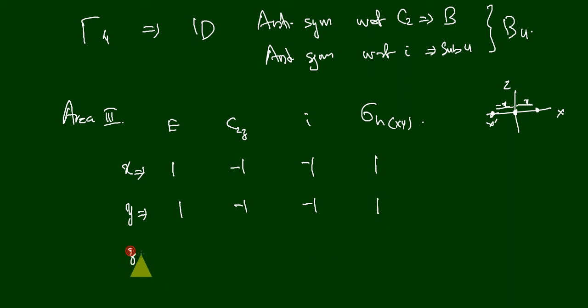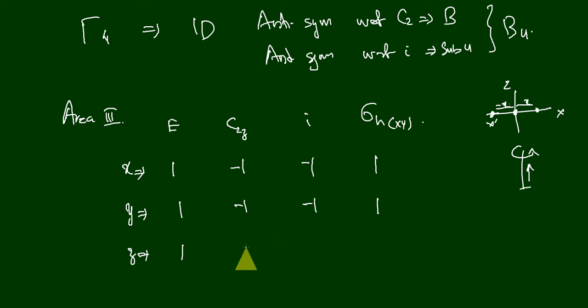And what about Z? The transformation of Z. During E, there is no change. And Z is a vector in the Z axis itself. And the rotation is about the Z axis. When rotating about the Z axis, the direction of the unit vector in the Z direction will not change its direction.